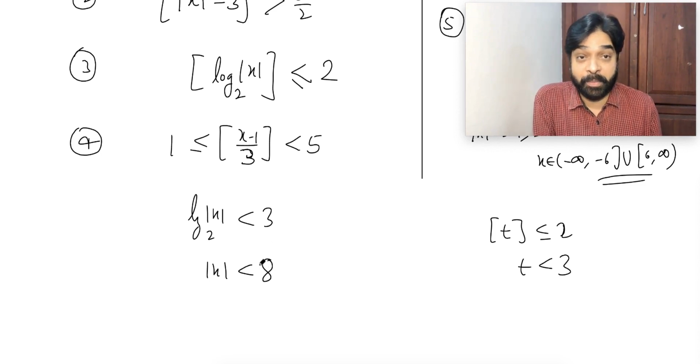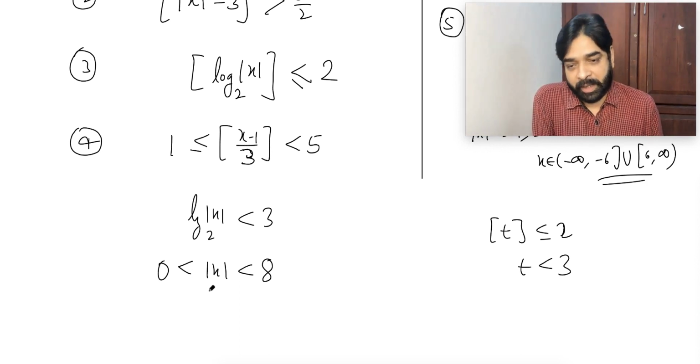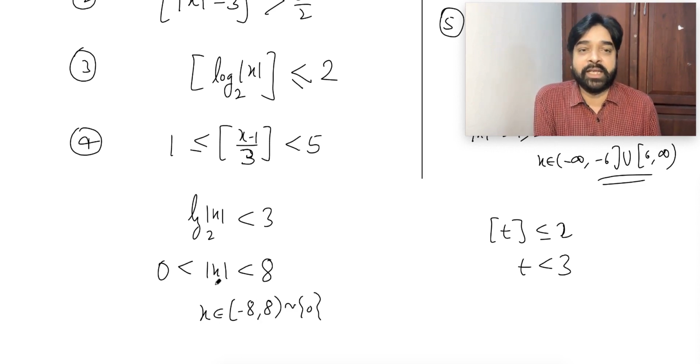If you try to remember, whenever the log goes to the other side, on the left side you have to put one formality from your side: greater than 0. Yes or no? Anyhow, this is always greater than 0, but it can be equal to 0. That's why we have to put greater than equal to 0. So now mod x less than 8. How will you solve it? x will belong to minus 8 to plus 8 except 0. Why? Otherwise x will become 0. This will be the answer. How many of you got this answer? Exactly same.